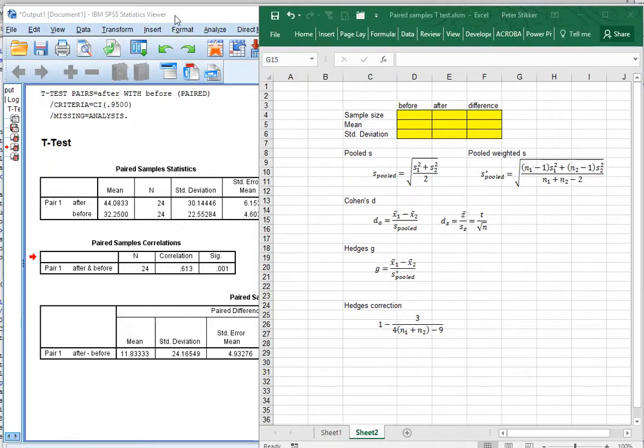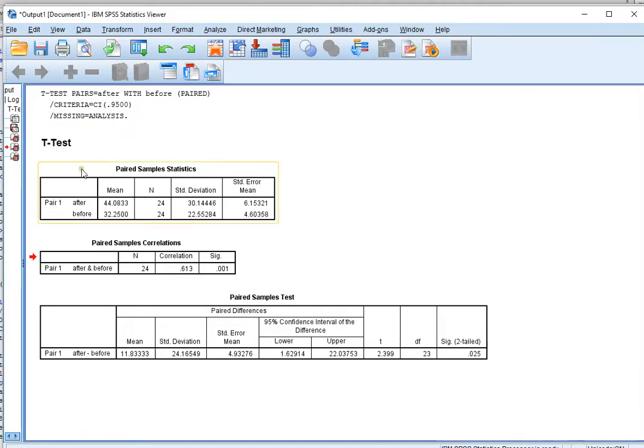In a previous video I showed you how to create a paired samples t-test in SPSS, and I'll only be going over how to compute Cohen's d and Hedges' g for paired samples. For independent samples everything goes slightly different.